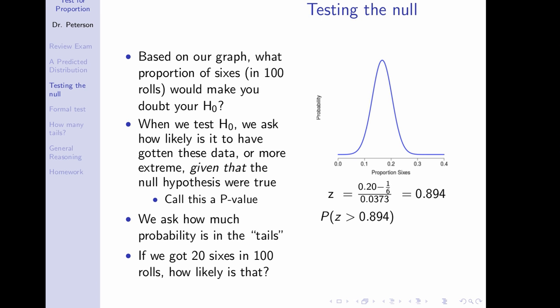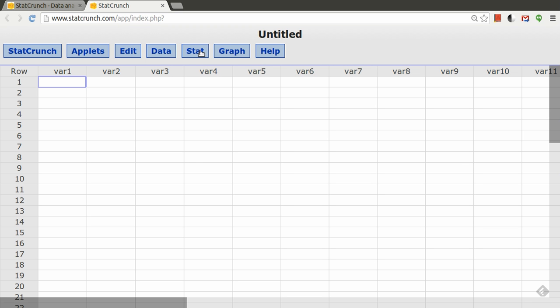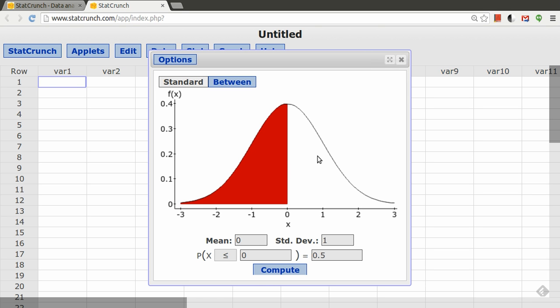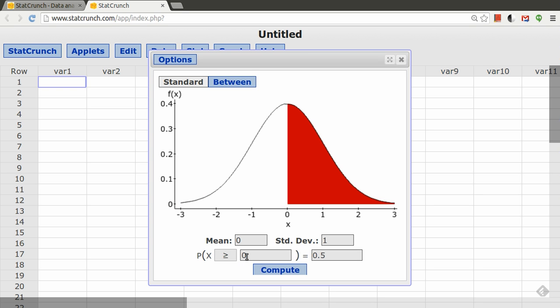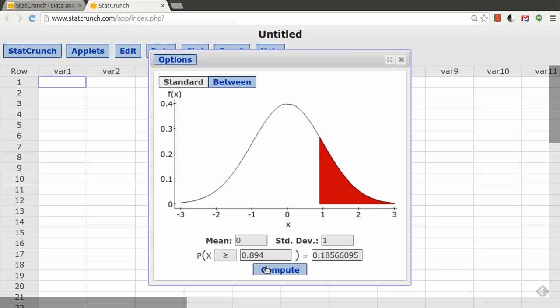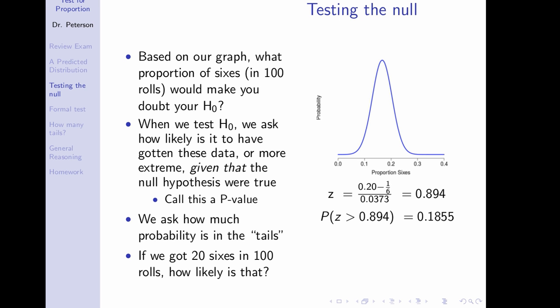So for this, like with all of these normal distribution questions, we're going to go to StatCrunch. So if we go Stat, Calculators, Normal, we're going to leave the standard normal. It's our mean of 0, standard deviation of 1. So this means that this x is a z-score. Now we want is greater than 0.894. We click compute. We see that we get a value of 0.815. So this area in the red is about 1/5, or 18.5% of the area under the curve.